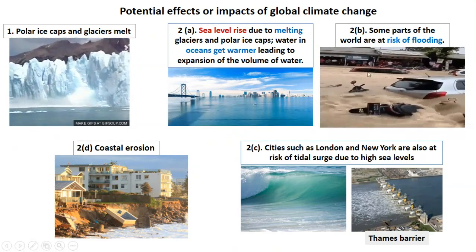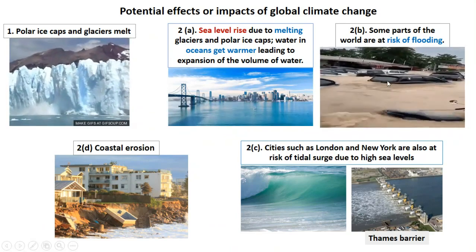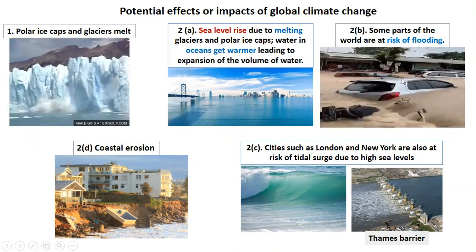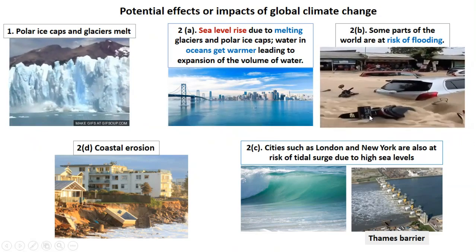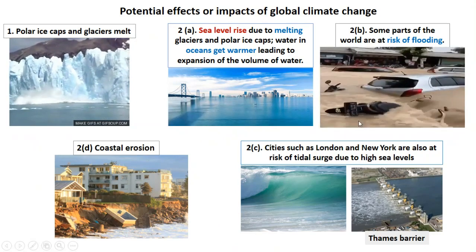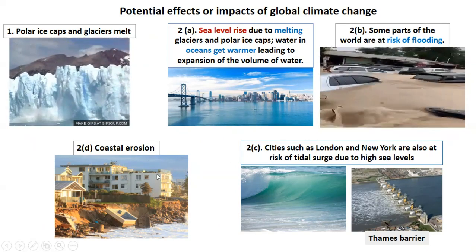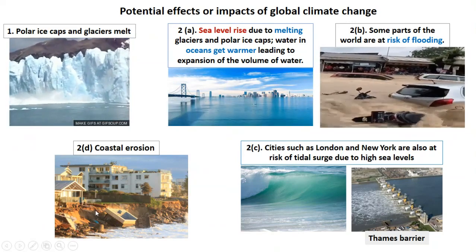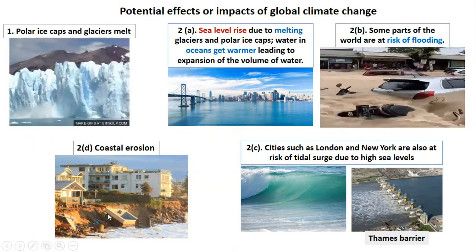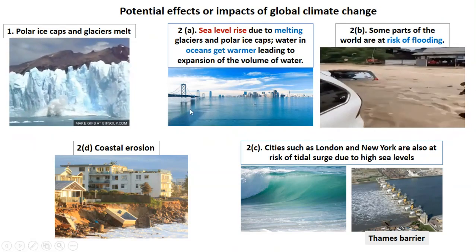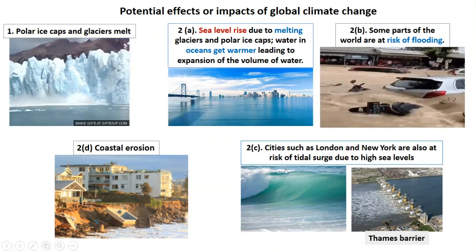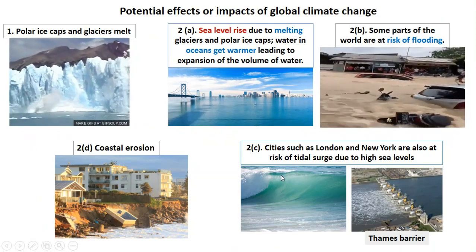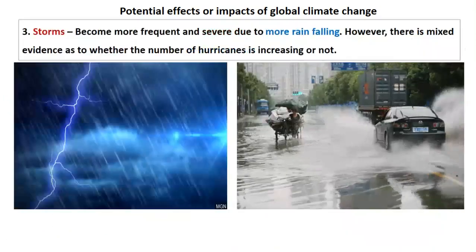and that can lead to what we call flooding. So the 2B is showing flooding. You can see all those cars flooded, and then you can see some of the houses over there also flooded. Okay, so again, when the sea level rises, you can have what we call erosion, especially at the coast. So coastal erosion. This picture shows you houses which are falling into the sea due to erosion. So all this is just because of the sea level rising. The last but not the least is cities like London and New York are also at risk of tidal surge due to high sea levels.